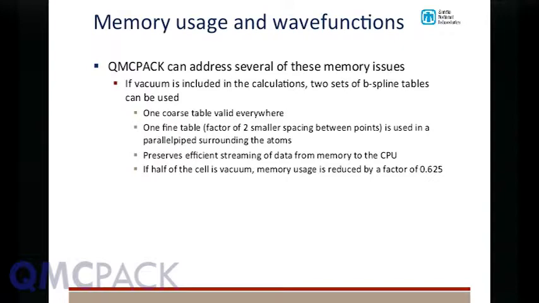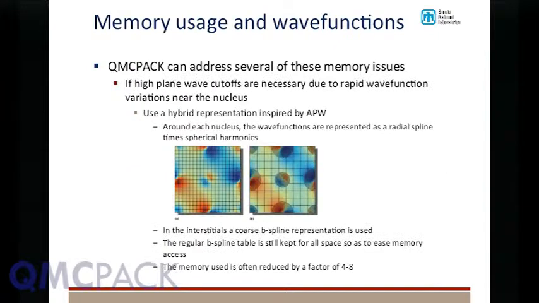Typically you do this by factors of 2. So it preserves the efficient streaming of data to the CPU, and it's very efficient computationally. However, you can gain factors of 2 pretty easily, factor of 8 maybe, but that's kind of the limit. So a next thing that's in the code but isn't widely used is this case where you might need a high plane wave cutoff or a large amount of resolution near an atom, right? So imagine you're trying to represent the d electrons that are localized.